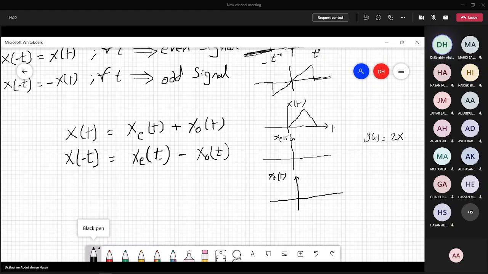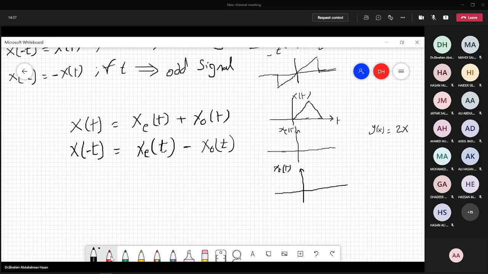If you add these two together, then from here we have x of t plus x of minus t. The addition of these two is 2 x even, and this one is cancelled with this one. So we have 2 x even, so x even is the summation of these two divided by 2. So the even part equals half of x of t plus x of minus t.